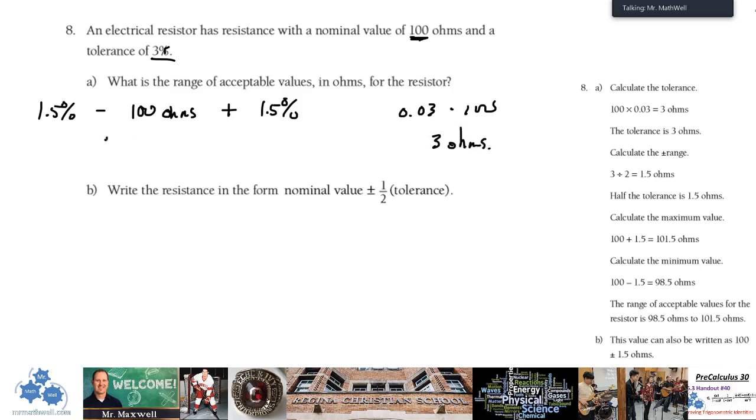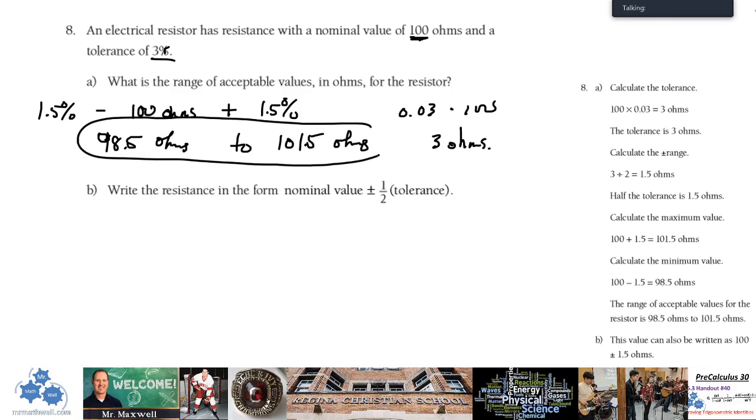So we could go from 100 minus 1.5 ohms, so that's 98.5 ohms, all the way up to 100 plus 1.5, which would be 101.5. Okay, so if the tolerance is in percentage, just turn that into an actual value with units, and then you can add or subtract.